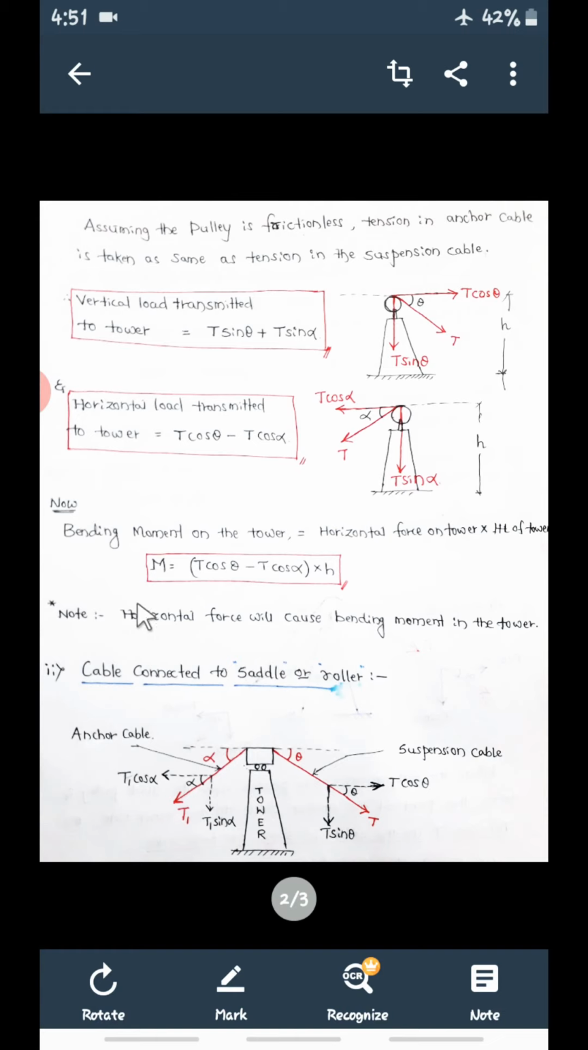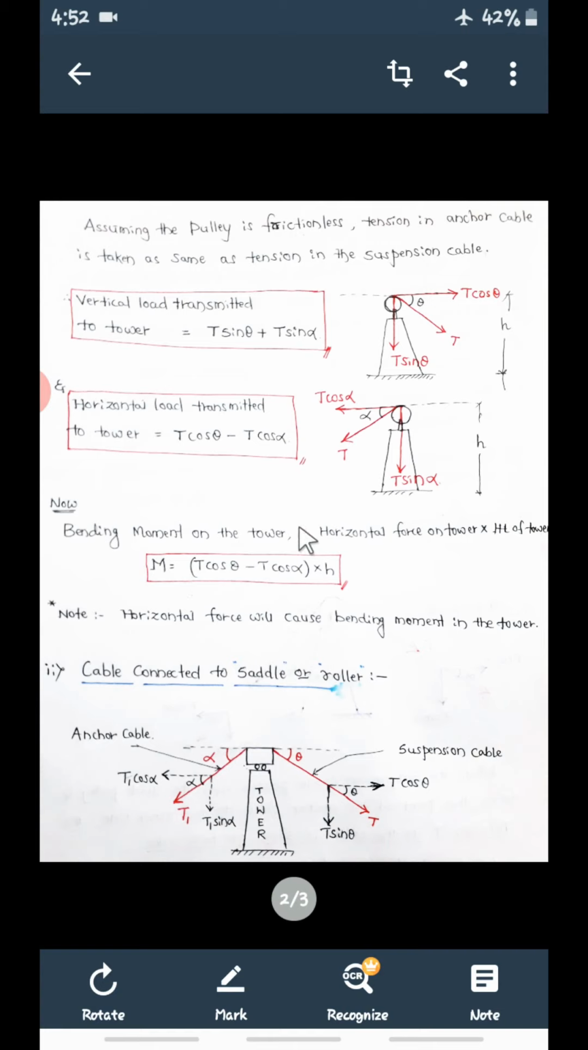Right, and the important thing to note is that this horizontal force will cause bending moment, and these vertical loads will not cause bending moment because they are going to pass through the tower only. So there will be no bending moment due to these vertical loads. The bending moment will be due to this and this only. So this is the bending moment at the bottom of the tower: T cos theta minus T cos alpha will be the horizontal load, into h will be the bending moment.